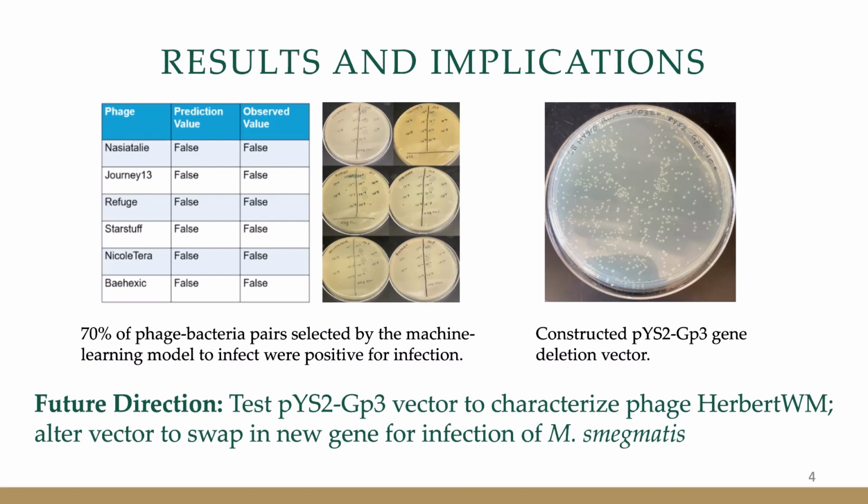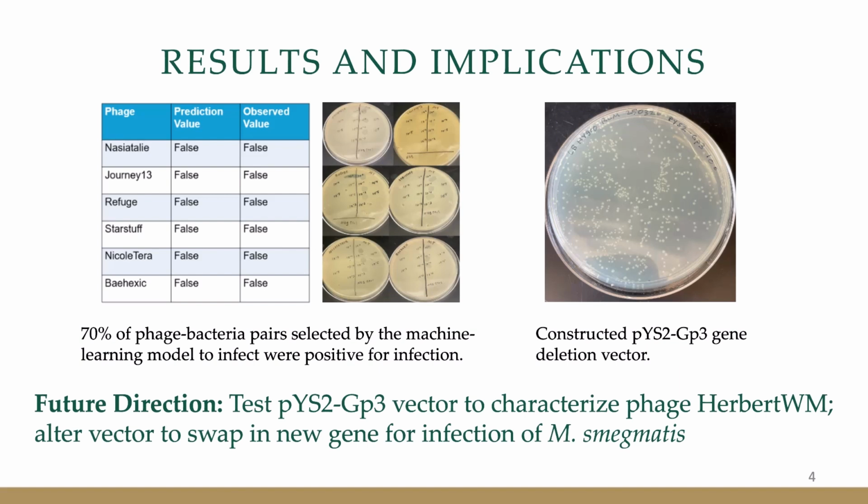In terms of results, on the left here, you can see this little chart, which gives you a list of 6 phage that I tested, that I ran through the model. And they're in the same family as this phage, HerbertWM, which is why this is relevant. And so I put them into the machine learning model, got a prediction value, and then I actually tested these against Mycobacterium achiense, the native host of phage HerbertWM, to see whether or not that prediction value by the model was correct. And it was.